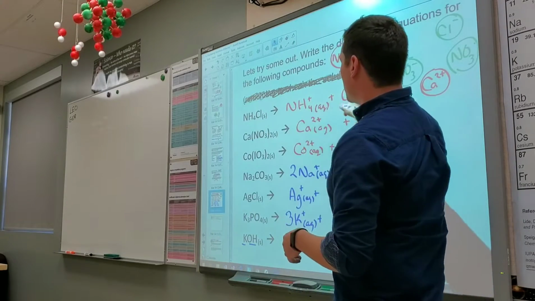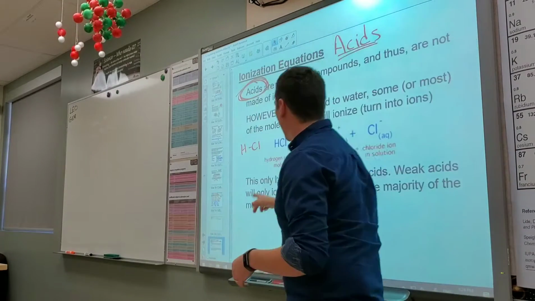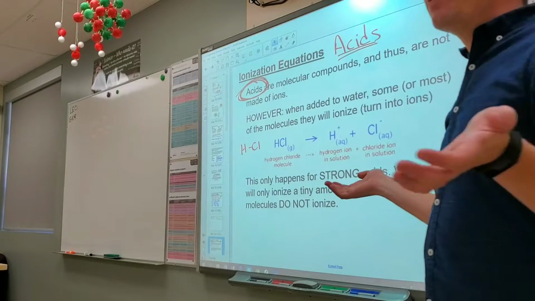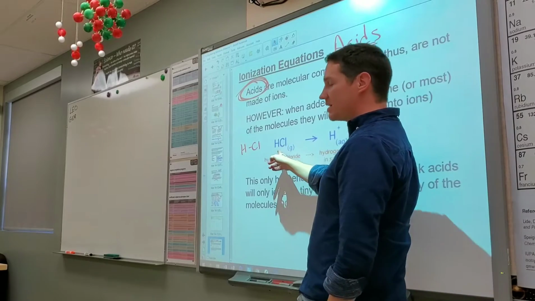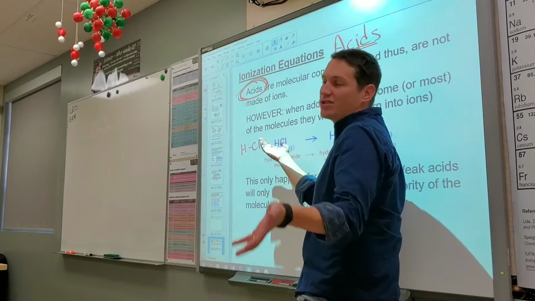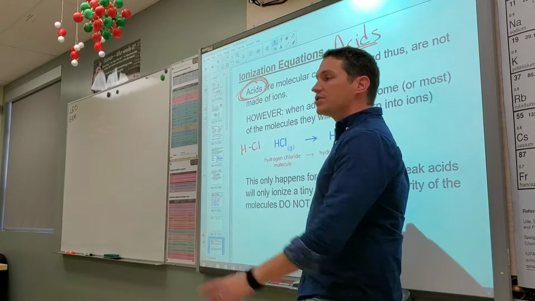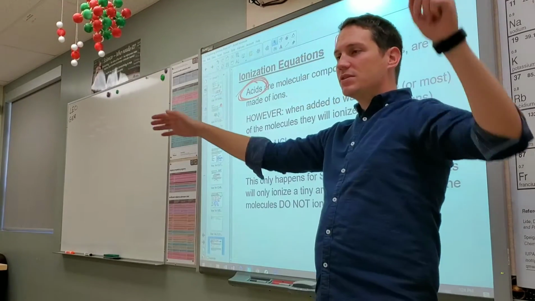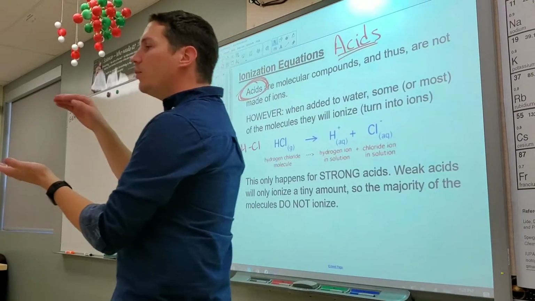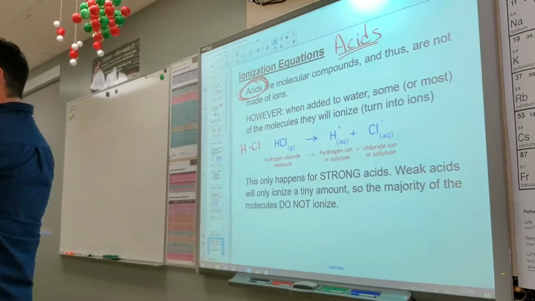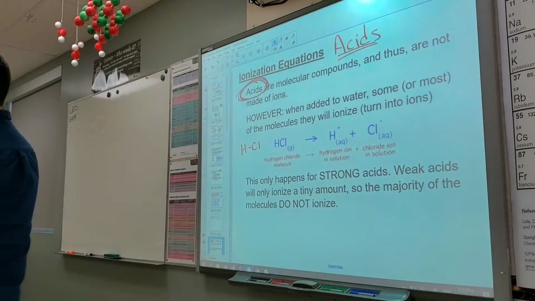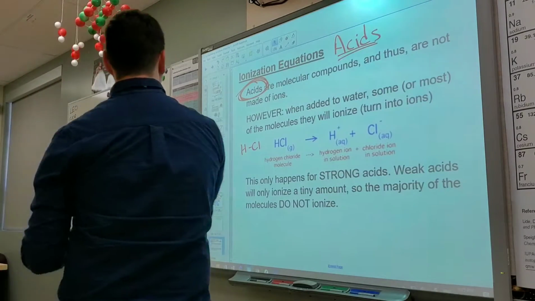Do you see the similarities between a dissociation equation and an ionization equation? It's basically the same thing, except instead of starting with an ionic compound, we're starting with an acid. So the only rule for ionization equations is that when we add an acid into water, a single hydrogen is ionized away from it.